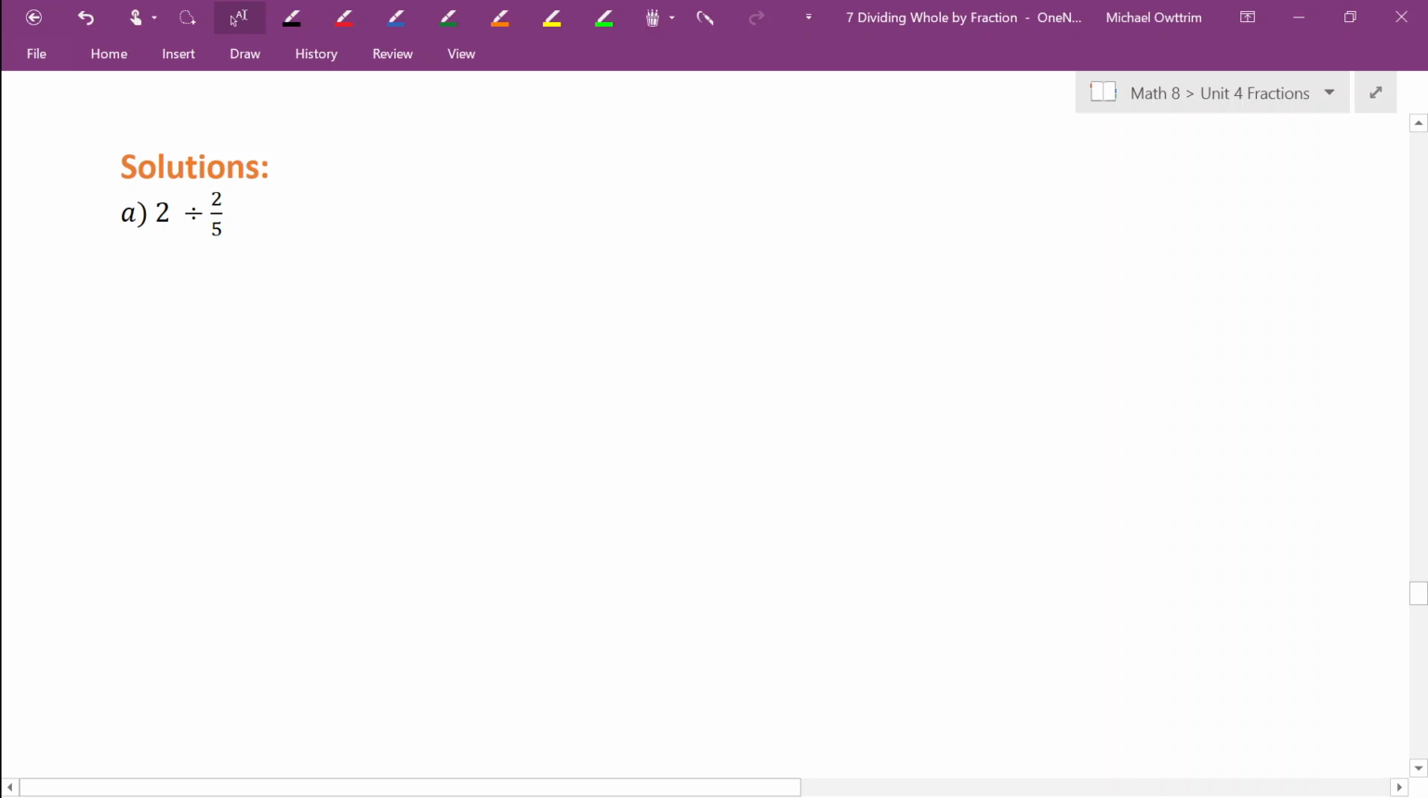Class, today we're going to talk about dividing a whole number by a fraction using a model. What we want to remember for this is that the first number in a division statement is the amount that you start with. So in this first question, we're going to start with two whole objects. Our divide sign means split into.